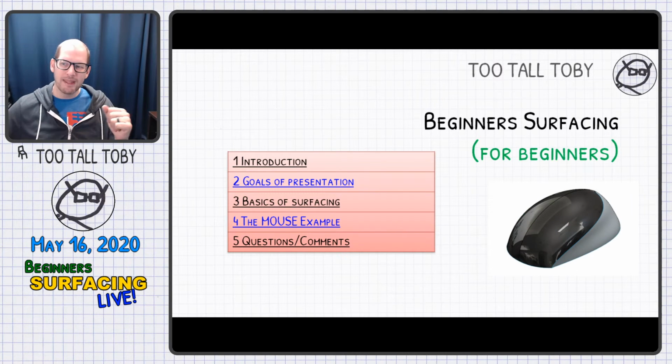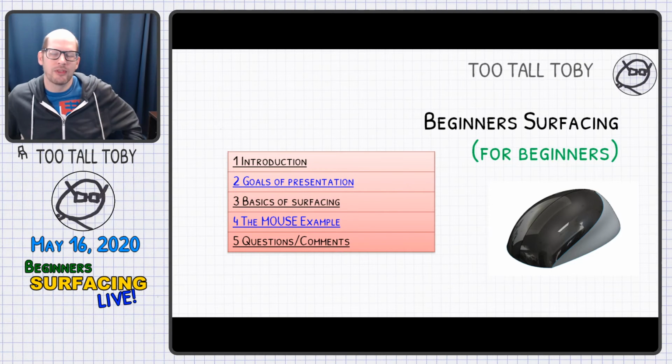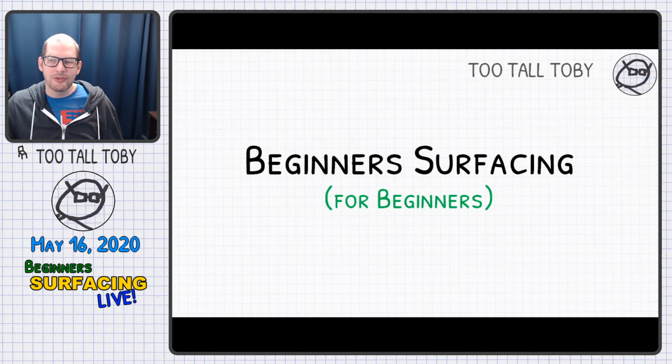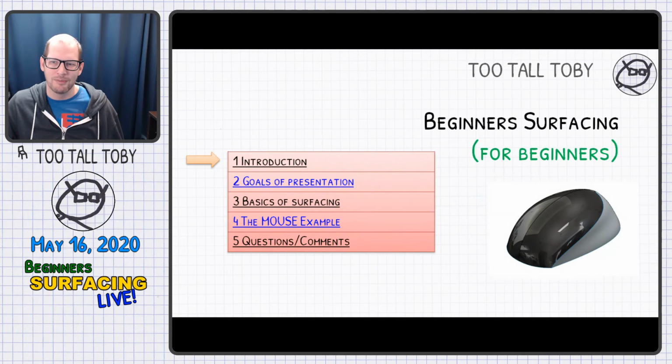All right, let's get into beginner surfacing for beginners. This is a presentation that I've given a few times in the past, and I have modified it over the years, trying to come up with the best possible flow. We start out with a quick intro, we get into some goals, some basics, and then we're going to jump into this mouse example and show you how you can get started creating a model like this using what you've learned earlier. At the end, if you have any additional questions, I'm happy to answer them live. It's a presentation that I've delivered a number of times to help people get up and running with surfacing.